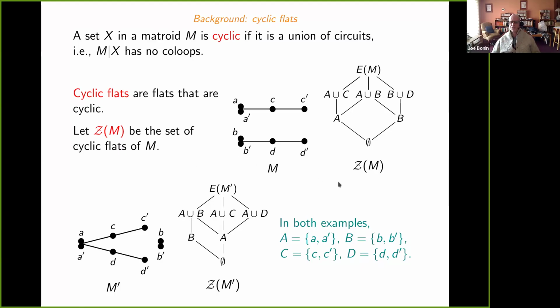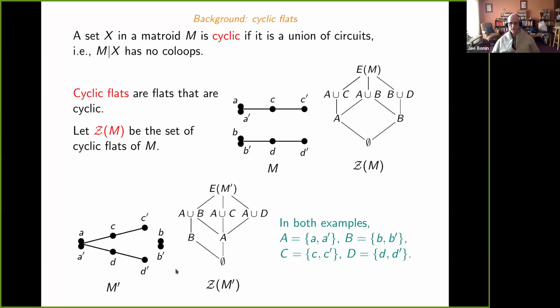Here are two examples that I'm going to use as running examples in the first part of this talk. In the upper one, we have as our cyclic flats the empty set, the parallel points A A prime and B B prime, the line that they form, so that's this A union B here, and then the line with the A's and the C's, the line with the B's and the D's, and the whole thing.